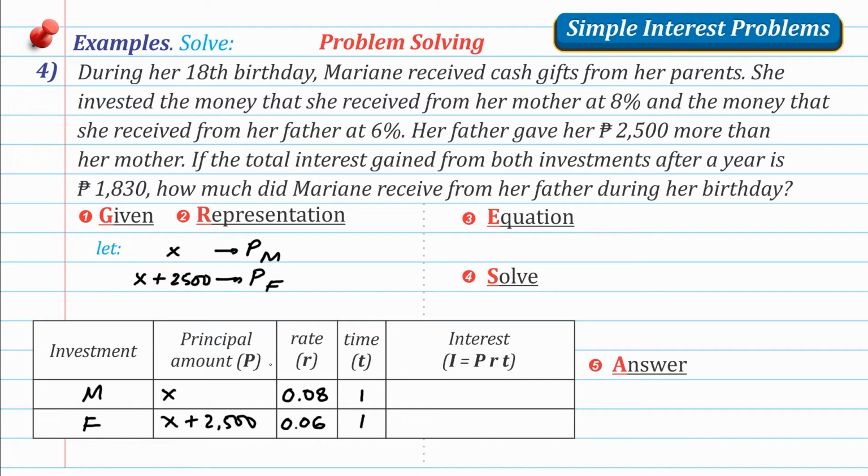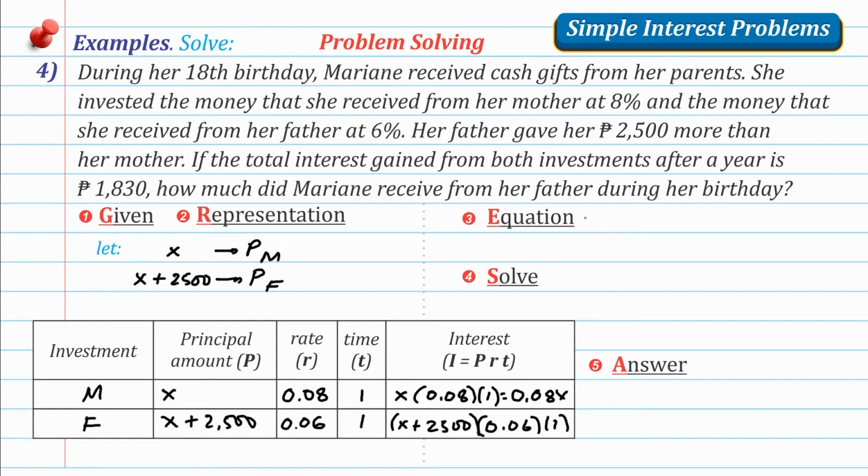We can now multiply these three to get the interest. Doing that, so we now have X times 0.08 times 1. Of course, we can simplify this as 0.08x. Now, how about yung ating interest from her father? So we have this quantity, X plus 2,500. Let me write that. X plus 2,500. That's the principal from her father times the rate and time. So let me just copy the rate. It's 0.06. And of course, the time is 1. Now, let's simplify that in a while.